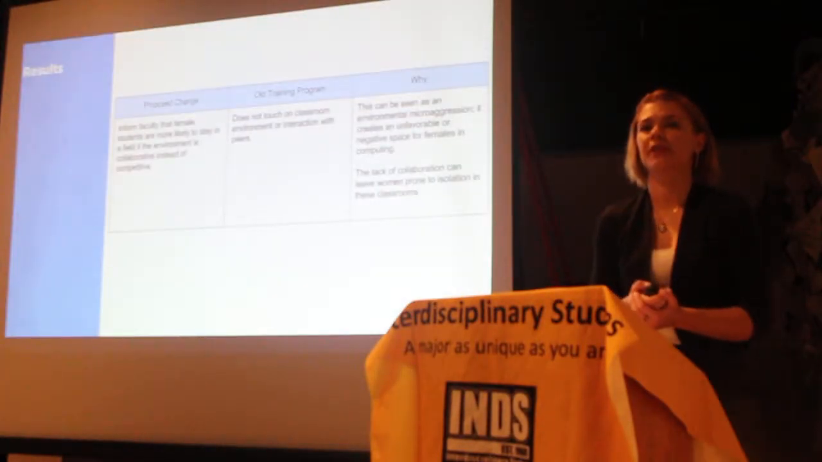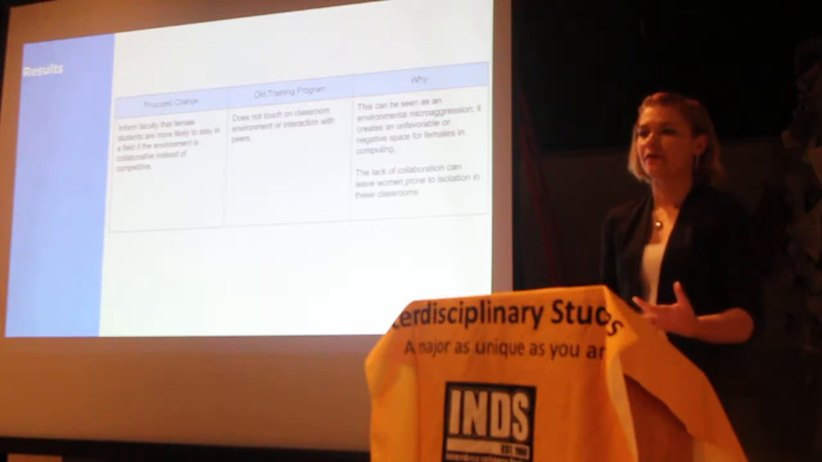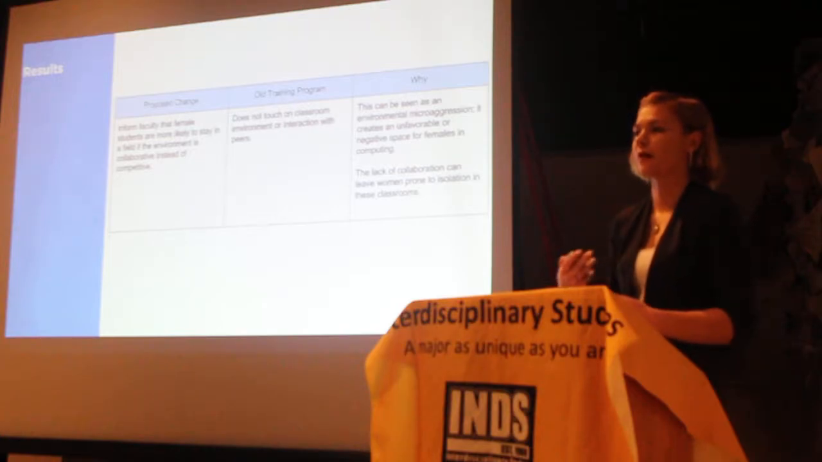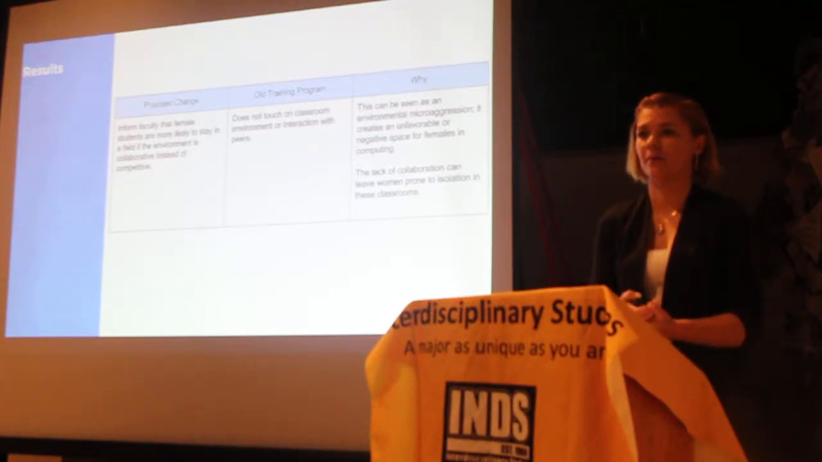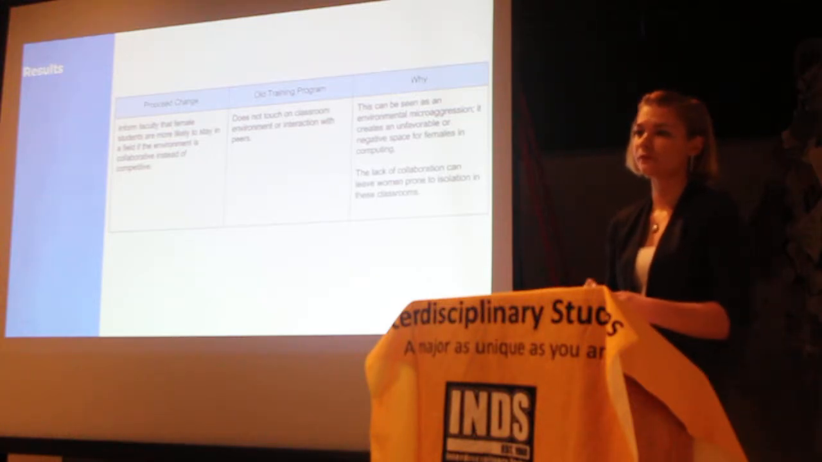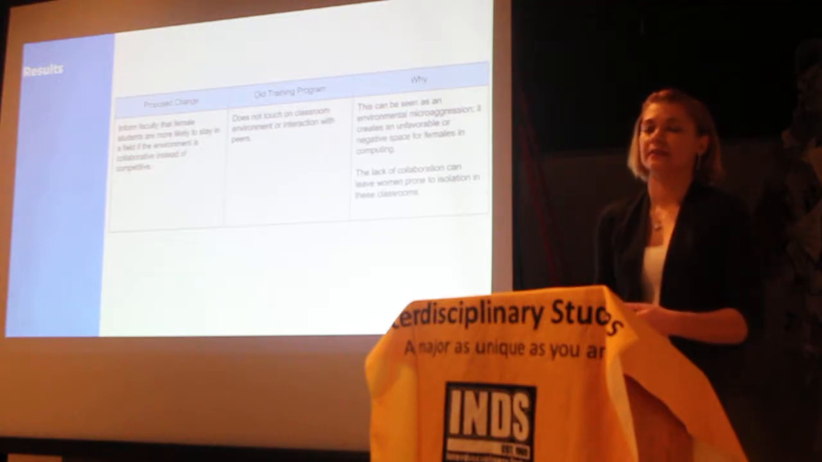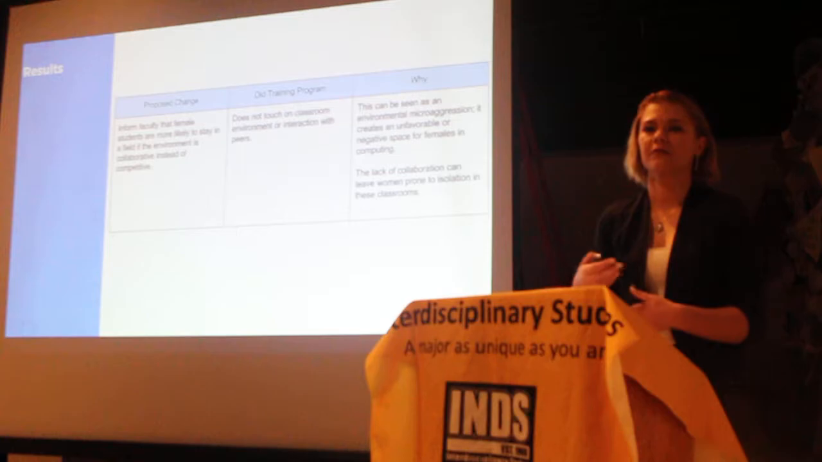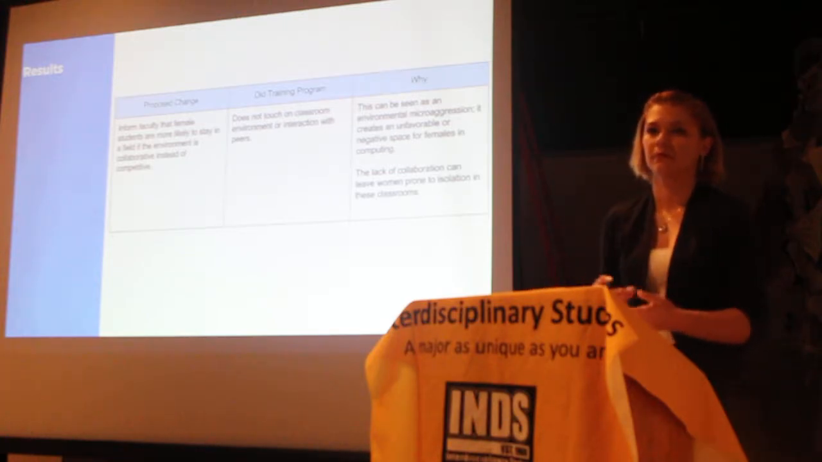Another proposed change that I made was to inform faculty that female students are more likely to stay in the field if they have a collaborative environment instead of a competitive environment. The old training program did not mention classroom environment or interaction with peers at all. This can be seen as an environmental microaggression, so it creates a negative space for female students in STEM. And the lack of collaboration can leave women prone to isolation, which can lead them to drop out.